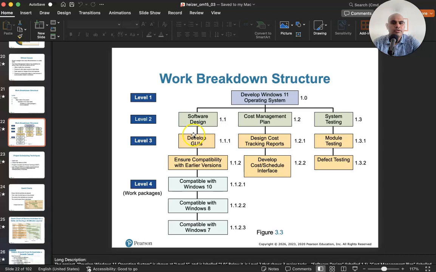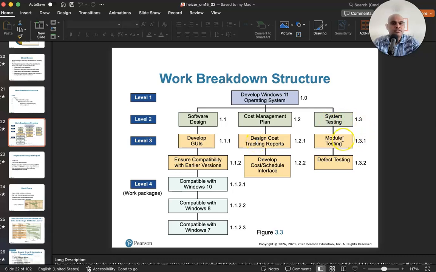Software design itself can be further broken up into smaller pieces, one of which would be, say, develop the GUIs. Now, what I wanted you to notice is that this was at level 1, this is at level 2, so it becomes 1.1, then 1.2, 1.3. This is the usual way in which the numbering is done. Then within software design, there are multiple pieces that need to happen. And one of the pieces is developing GUIs, which becomes 1.1.1, right? Then you can have 1.2.1, which is for cost management plan, design cost tracking reports.